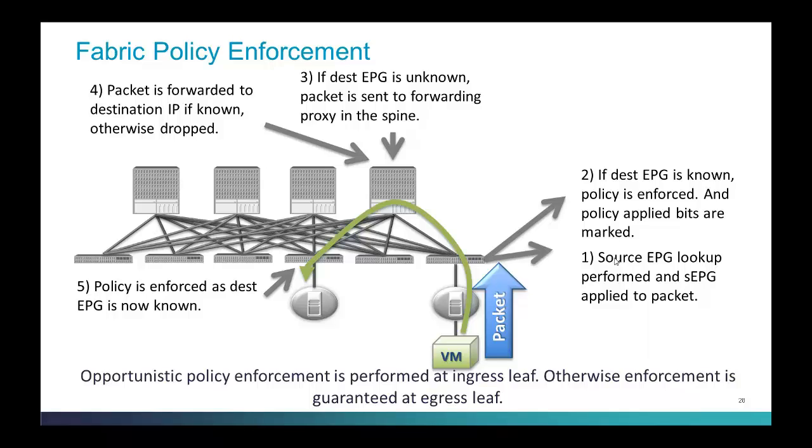If the destination endpoint group is known, the policy will be enforced and then the policy applied bits are marked. If, however, the destination EPG is not known, the packet from the leaf will be sent to the spine to query what the address is for the other leaf that the other endpoint is attached to. If it can't find it, it drops it. If it does find it, then the policy bit is enforced as the destination endpoint group is now known.